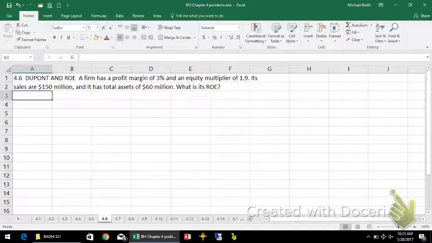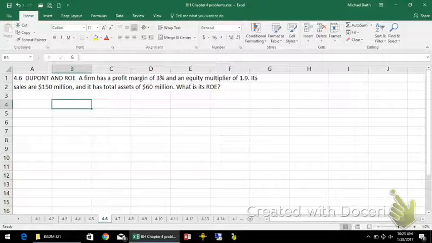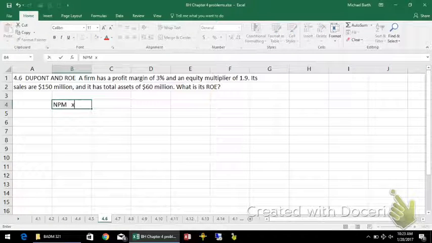This is problem 4.6 from Chapter 4, Brigham and Houston, Fundamentals of Financial Management, Concise 9th edition. It's another DuPont ratio. What we're being asked is what is the ROE? Well, using the DuPont equations, if you take the net profit margin, multiply it by the total asset turnover, multiply that by the equity multiplier, you get ROE.